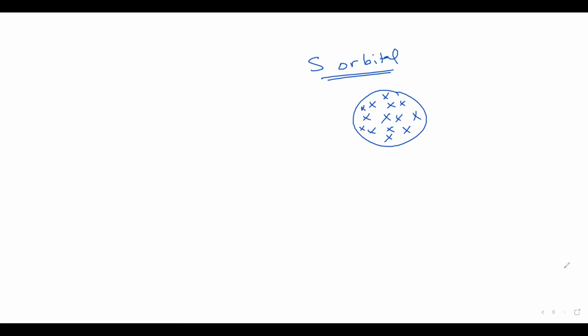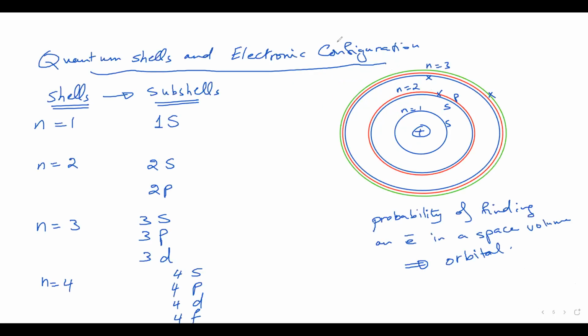I will repeat, we said that electrons could be found either in the s subshells or the p subshells or the d or the f subshells.